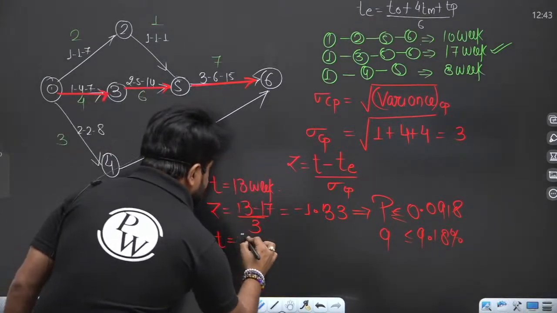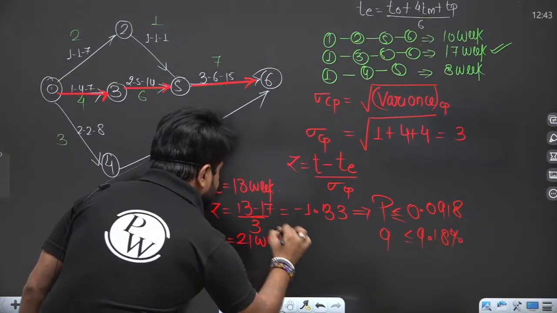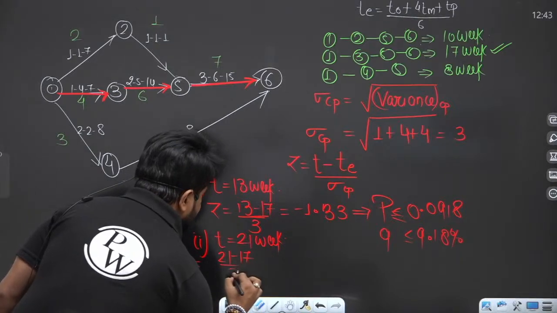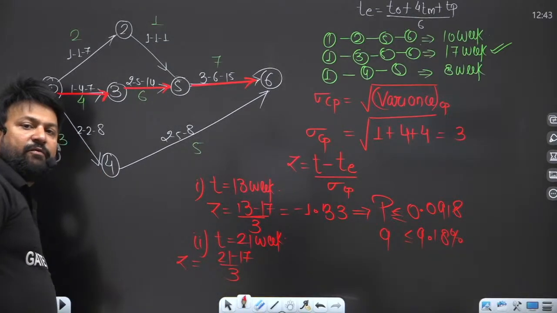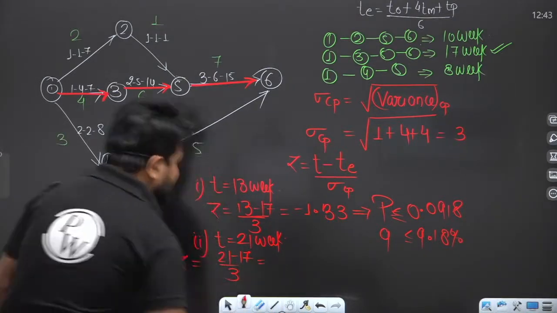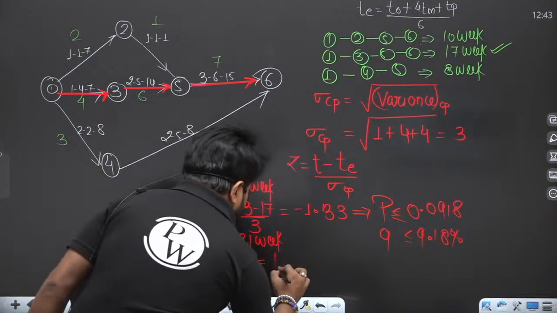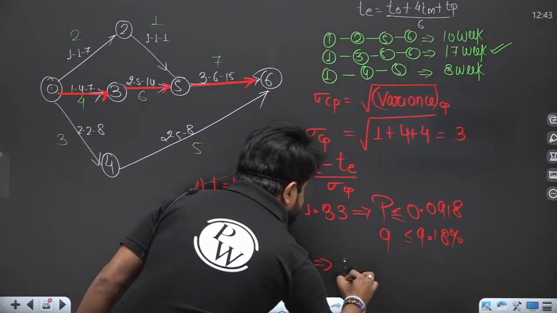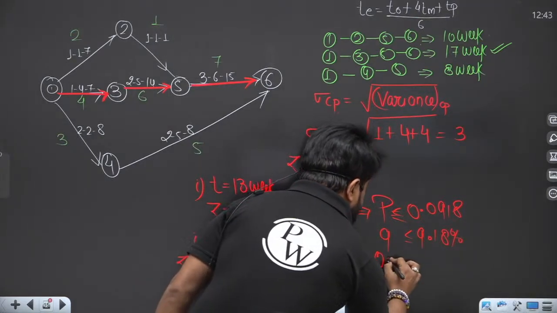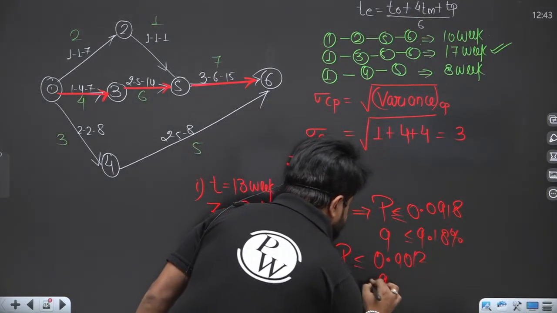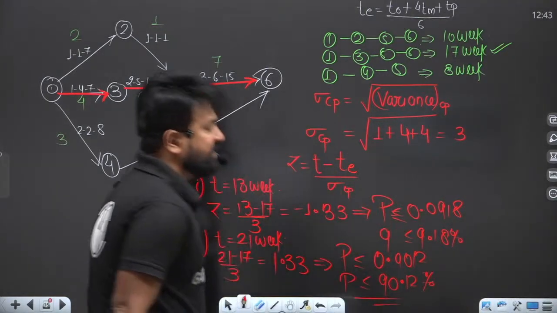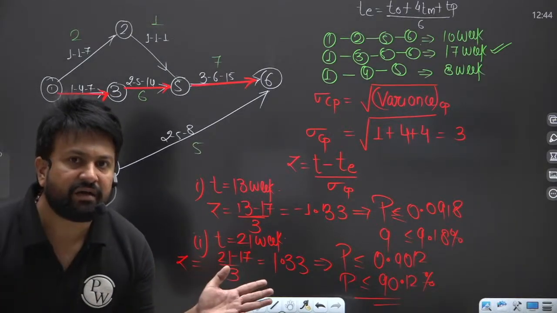Am I clear? Now you have to find for T greater than, 4 weeks later. So 17 plus 4 is 21 weeks. Z is 21 minus 17 divided by 3, so it will become 1.33. Corresponding to that, the probability is 0.9012, in percentage 90.12 percent. Yes or no? Is that clear?